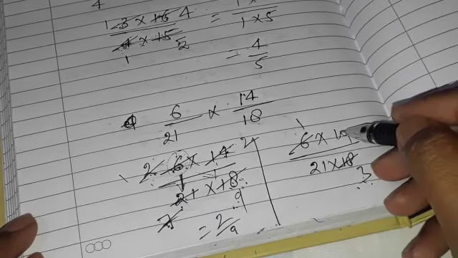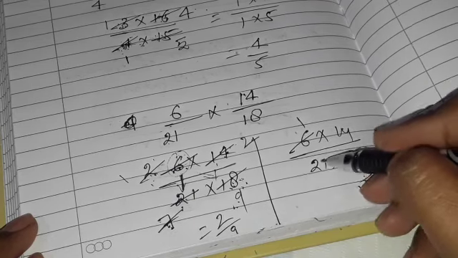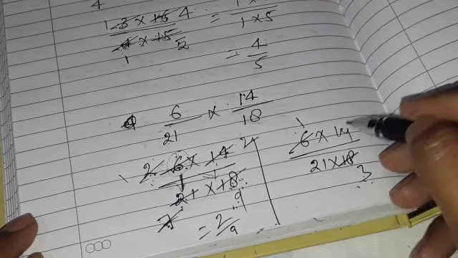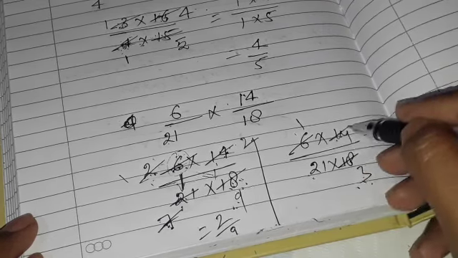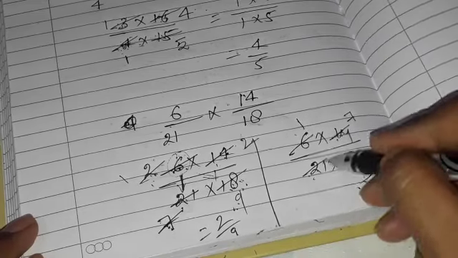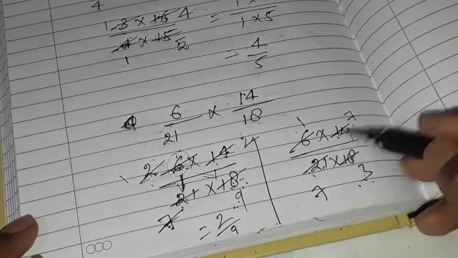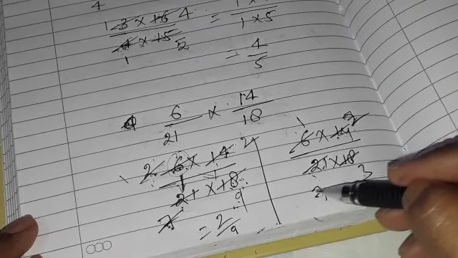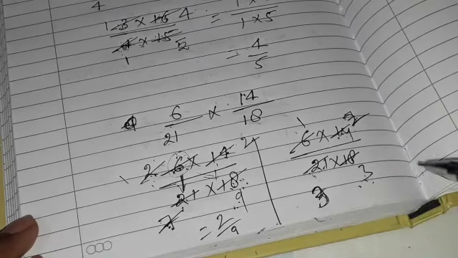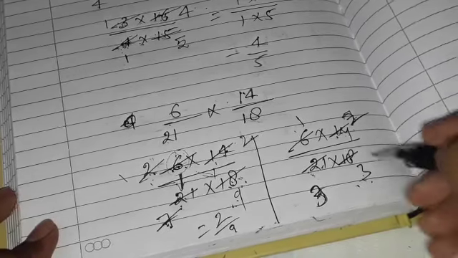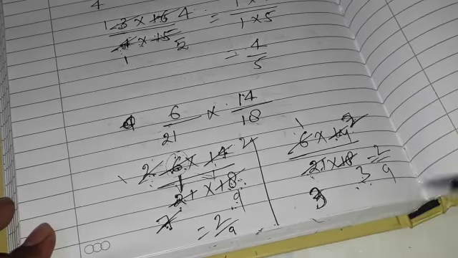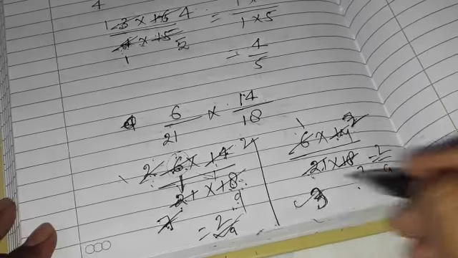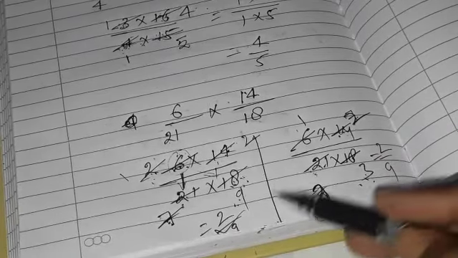Now 3 and 14, there is no relationship, but 21 and 14, these two are multiples of 7. So 7 2s are 14 and 7 3s are 21. So the meaning is 2 upon 9. So in both the cases you can see your answer is the same.